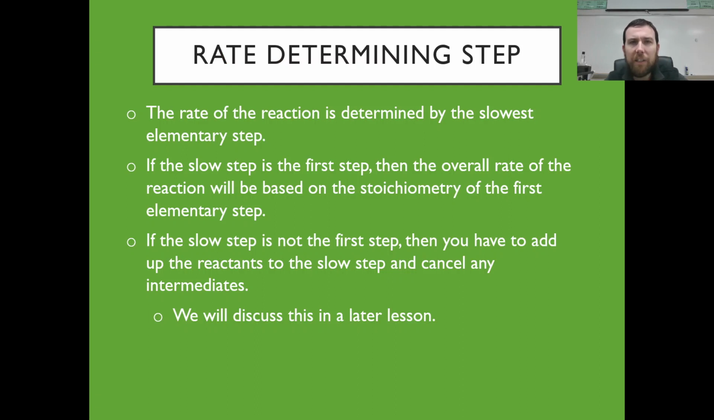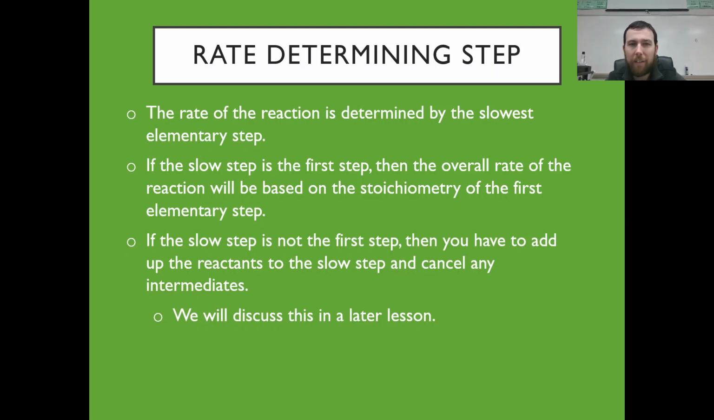And then the last thing we need to take a look at as it pertains to elementary steps has to do with what's called the rate determining step. I like to think of this from the perspective of the phrase, you're only as strong as your weakest link. The same principle can be applied to a reaction that occurs in multiple steps. You're only going to be as fast as your slowest step, right?